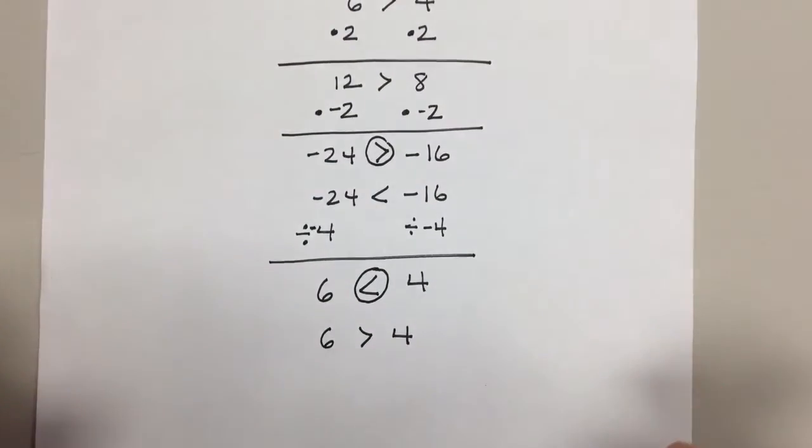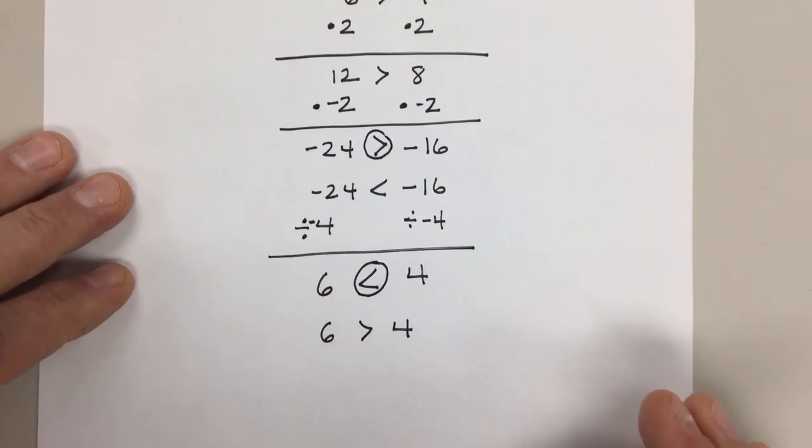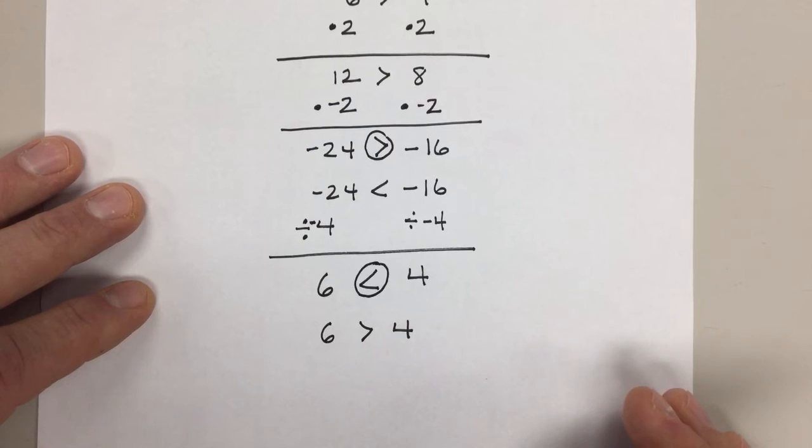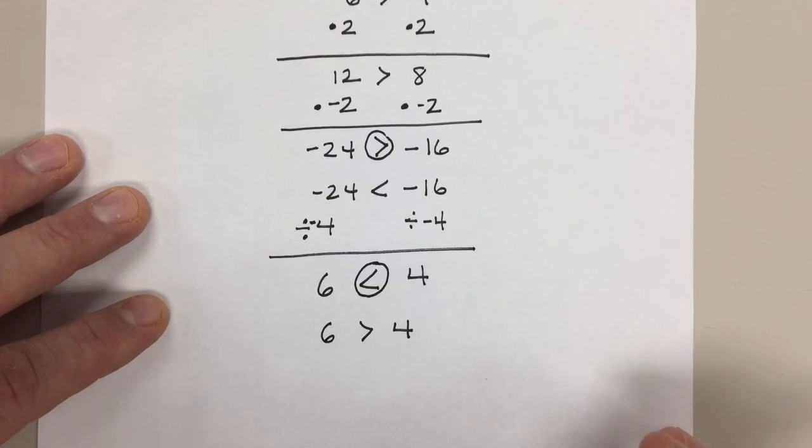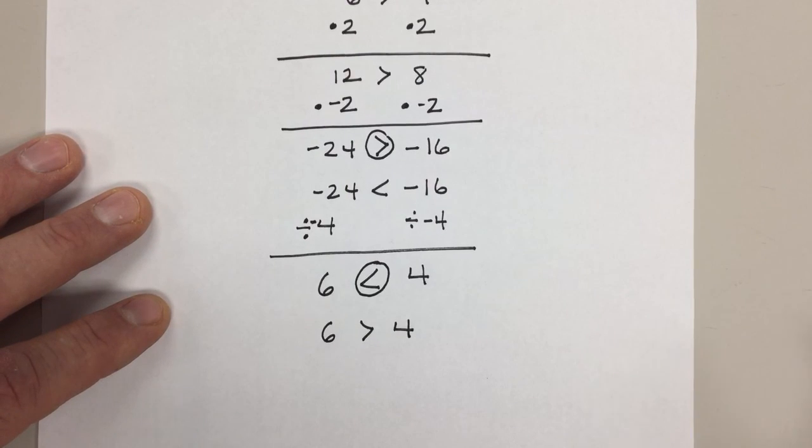So in conclusion, anytime we multiply or divide by a negative number in order to solve an inequality, we must change the direction of the inequality. Multiplying or dividing by a positive number has no effect over the inequality.